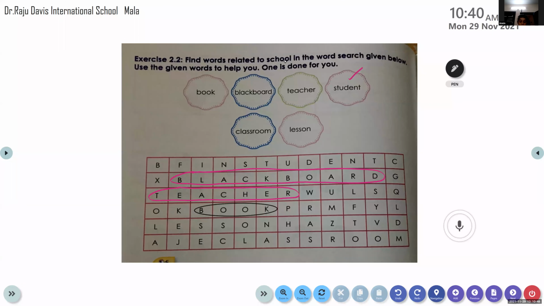Did you get it? Mia, did you get the word? Did you find the word student? Come on, look carefully. Try to find out the spelling. Rituparna, sit properly.